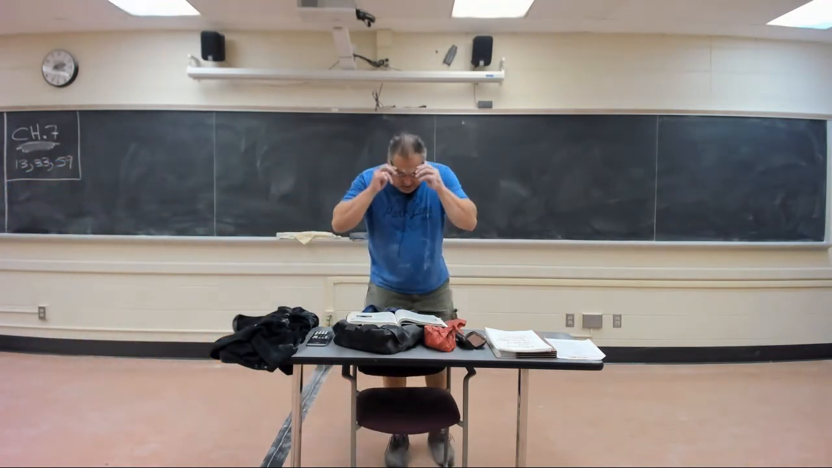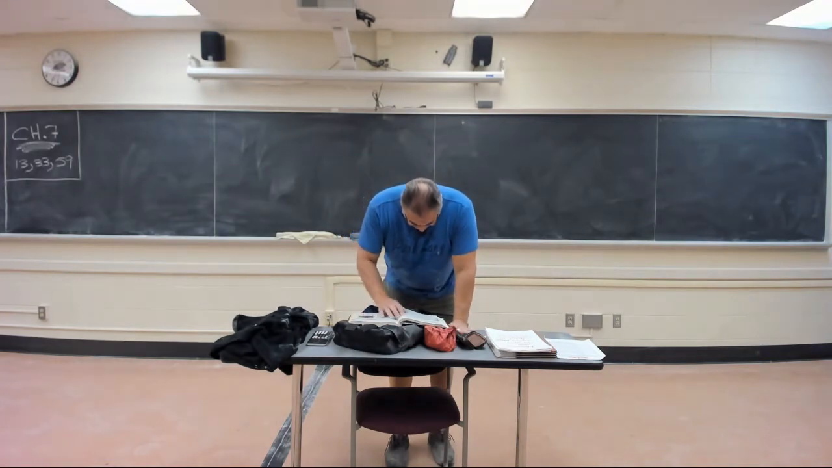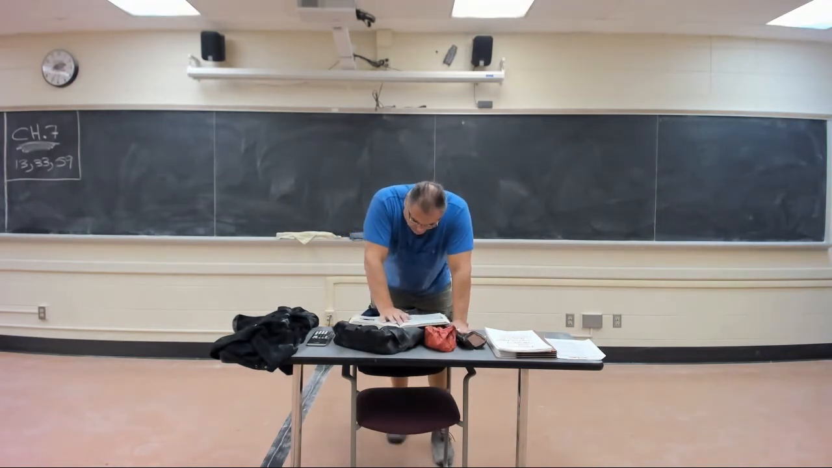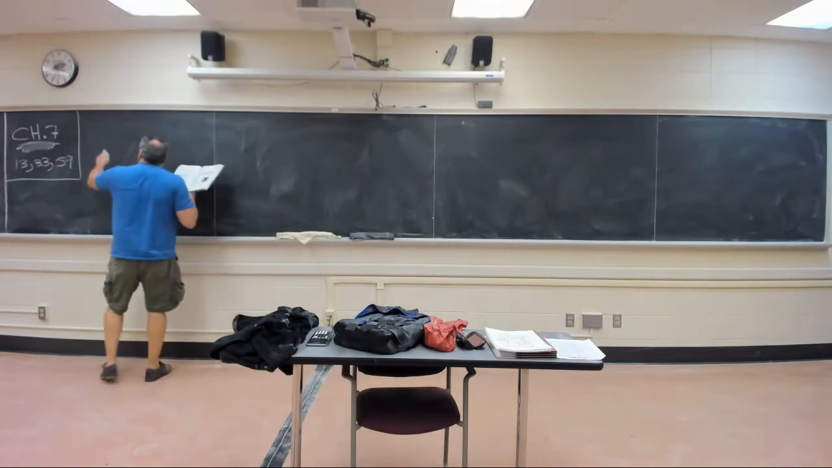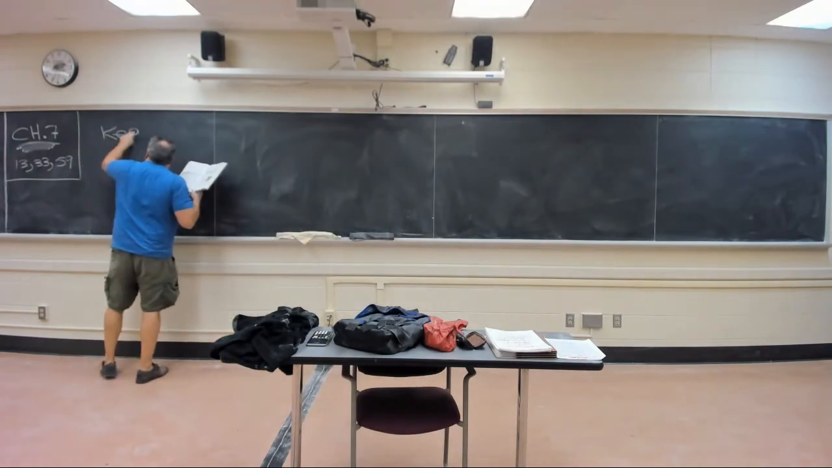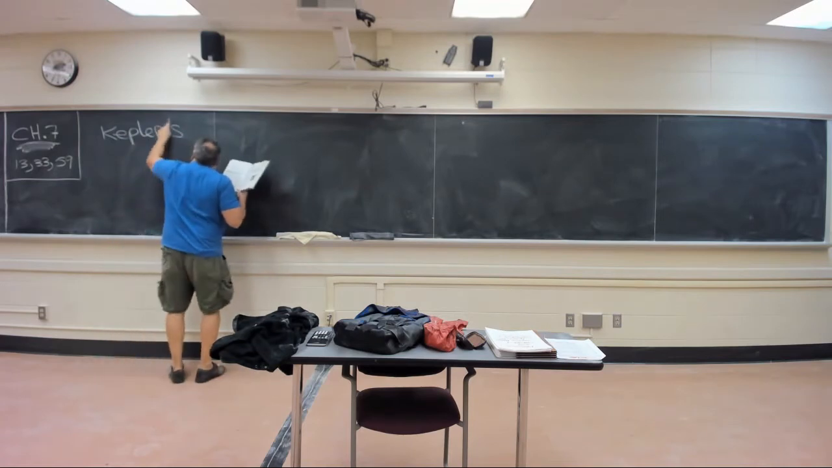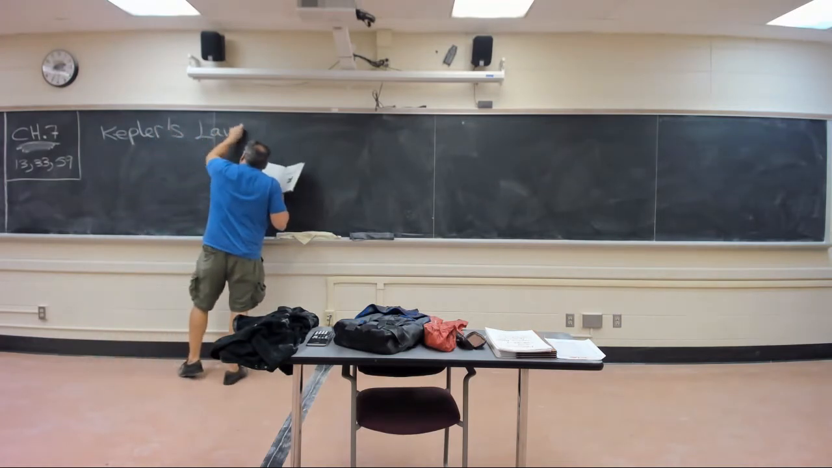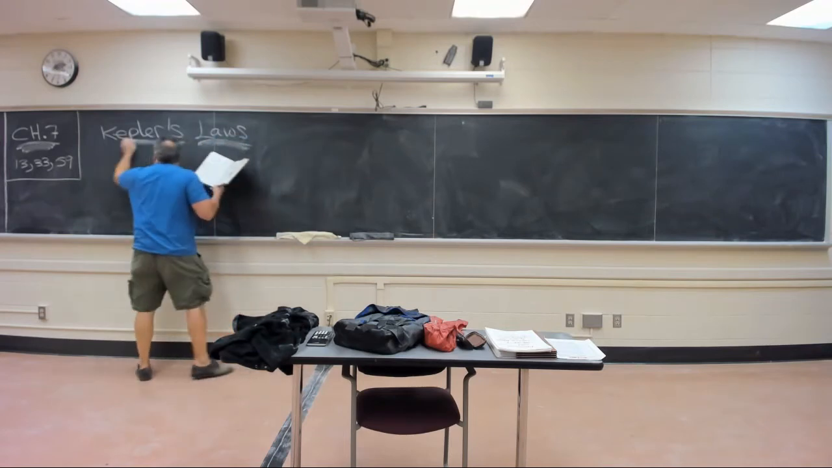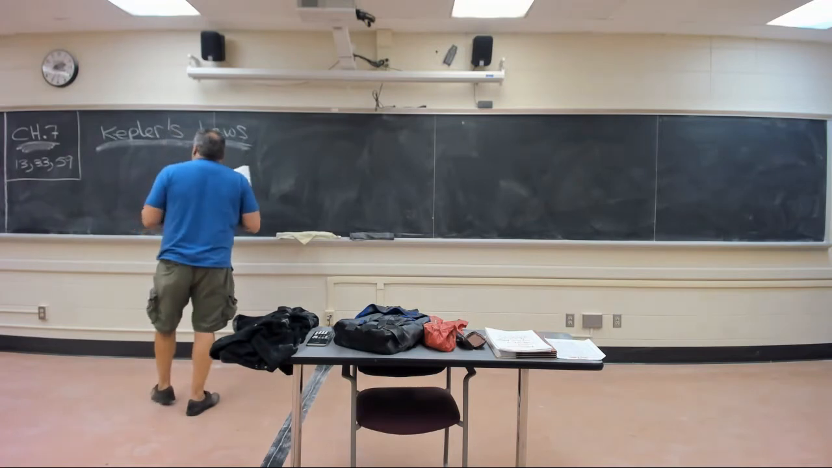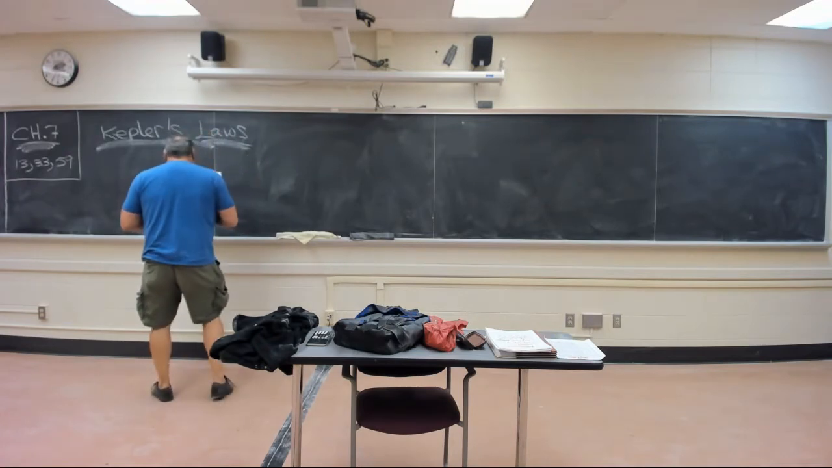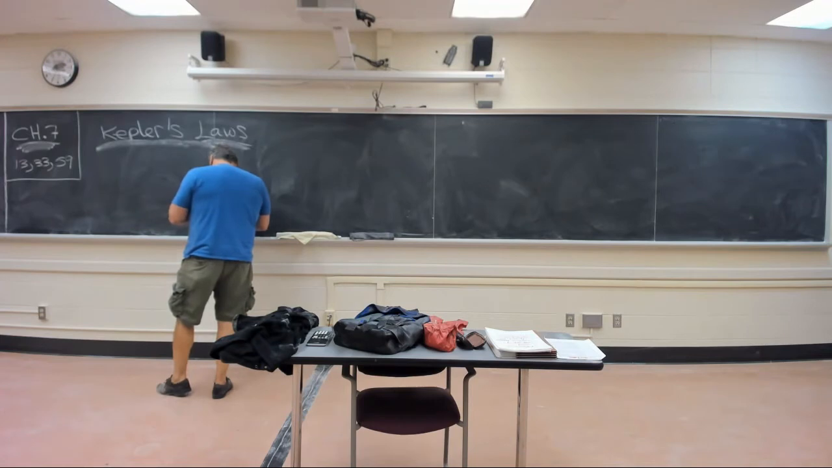Kepler's laws of planetary motion. They are as follows. They don't have to be planets either. This is generally for objects in space that are revolving around something. There's orbital motion going on. Let's see how this stuff all plays out.